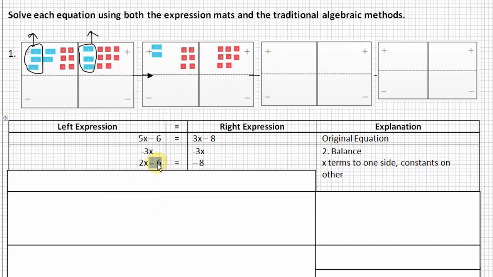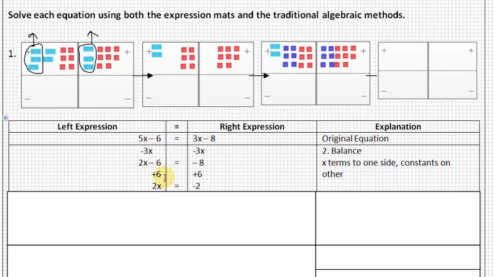And so what I can do to zero that 6 out is I can add 6 positives to both sides. And that matches a little more closely with what we do here. So if I add 6, we know in traditional algebra that's going to zero this out. So it means I'm going to be able to take all of these here and pull those off. And I'm also going to be able to do that with these. So by adding 6 to both sides, what I was left with was 2x is equal to -2.